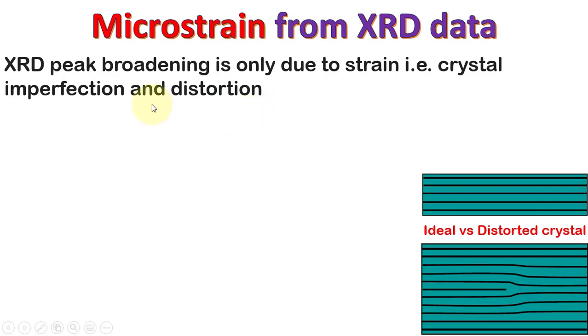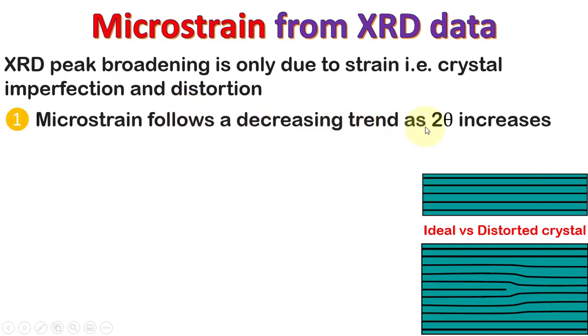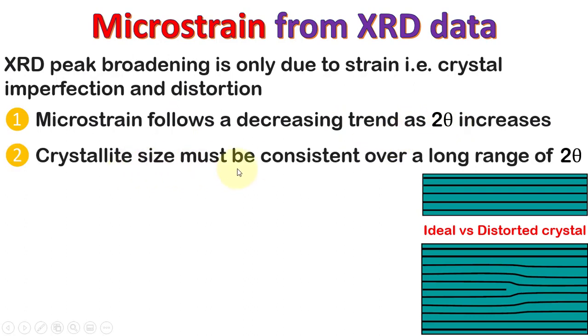The very first one, we will have to make sure that XRD peak broadening is only due to strain, that is, crystal imperfection and distortion only. This can be ensured when microstrain decreases with an increase in 2 theta values. Crystallite size must be consistent over a long range of 2 theta values.